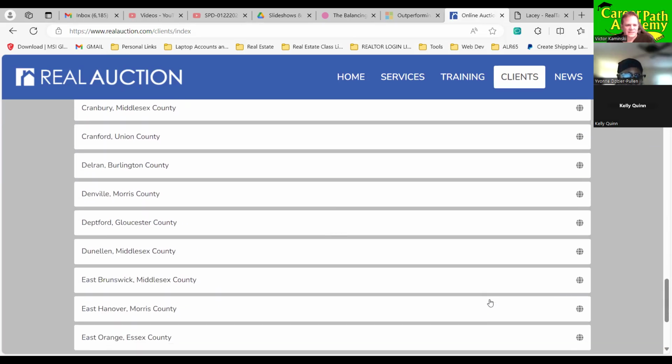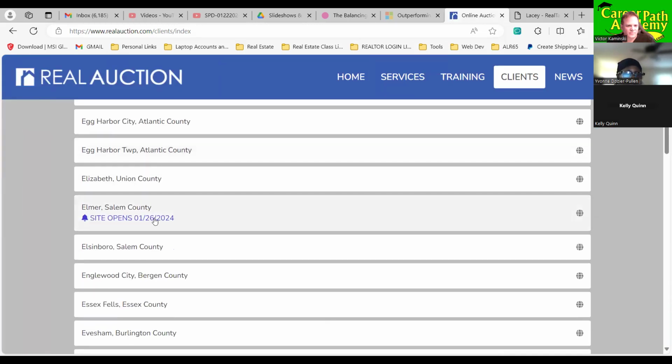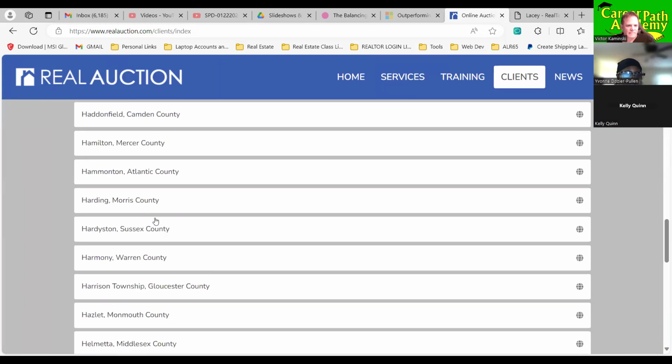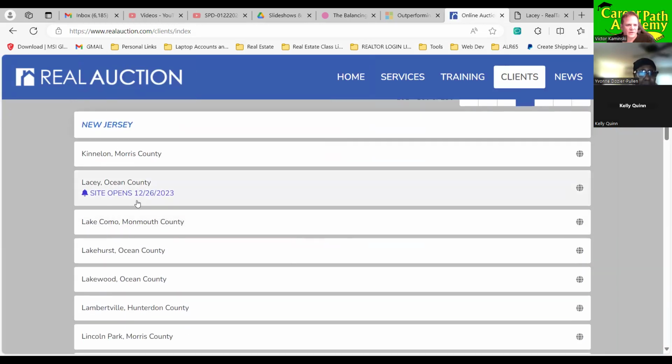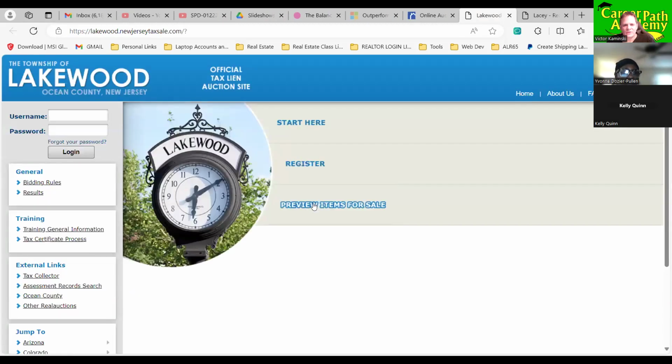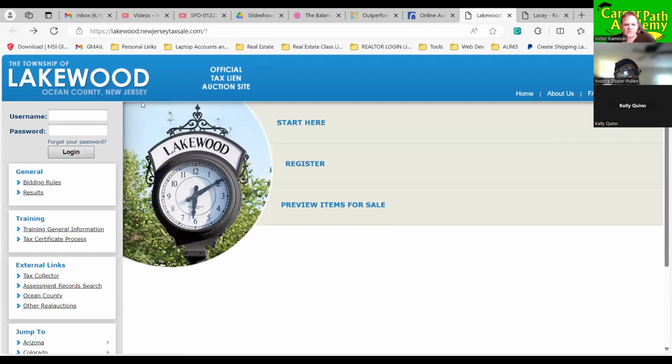So I went to Lacey. I think I went one or two pages down here. We got to Lacey Township. There we go. Lacey. This one was open and conducted on 12/26. If it's not open, you just go to one of these other ones like Lakewood here, and you click on items for sale, you're not going to see anything because there was no auction. There's nothing scheduled yet. You have to wait till their auctions are scheduled. But they do have the website, and you could check out their training, their tax certificate process, and how they work it in their town.